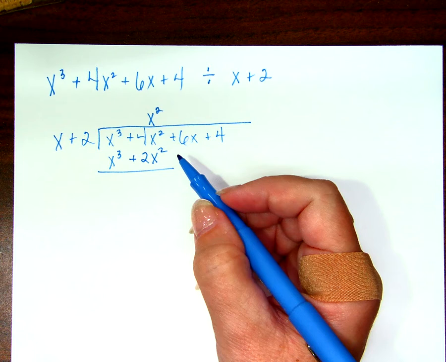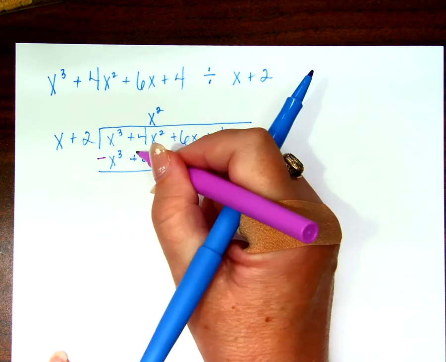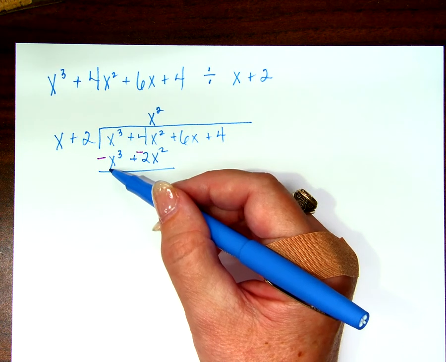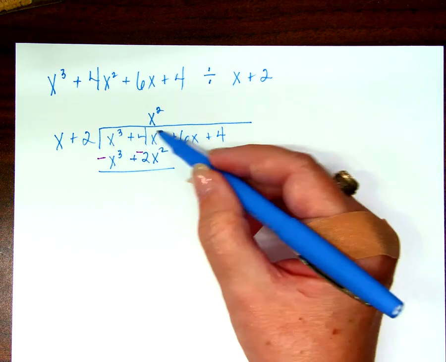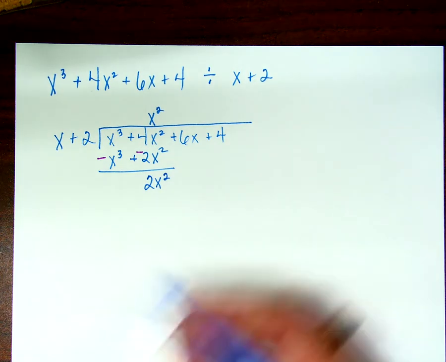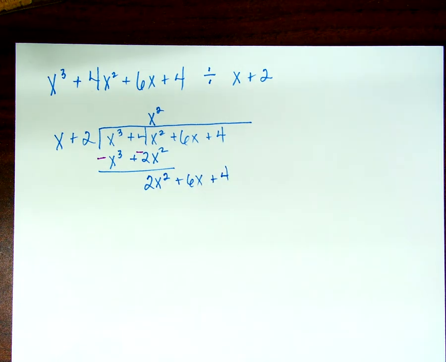Then what? Subtract every term, right? Subtract this term, subtract this term. That's a 0, which we planned, right? This is 2x squared. Now what? So we want to bring it down. Okay. Now we start over.